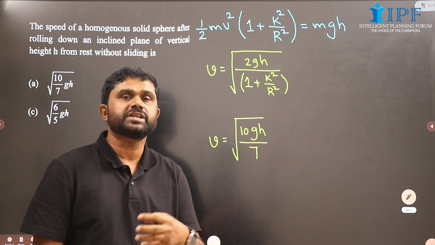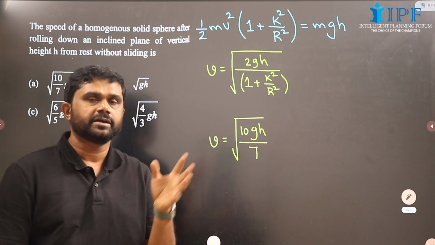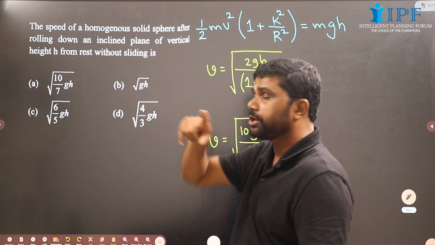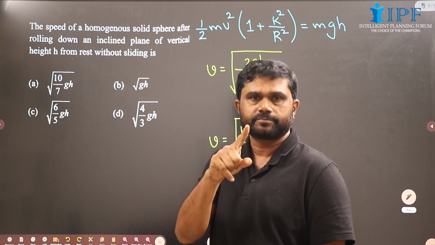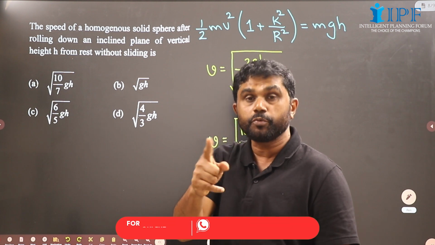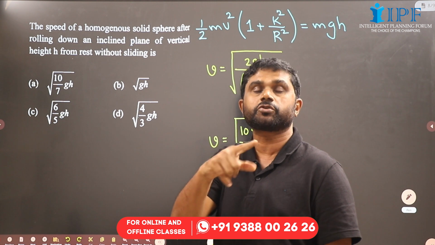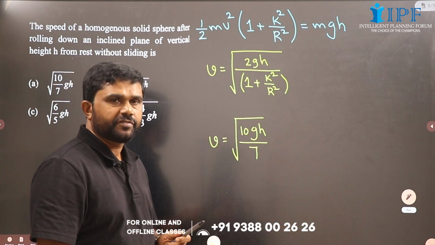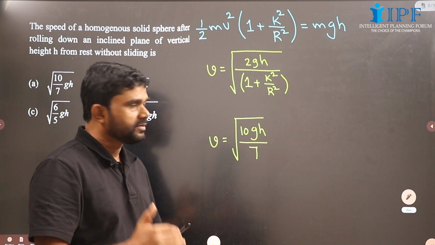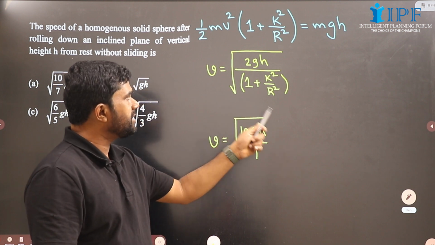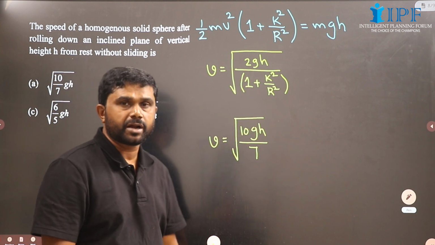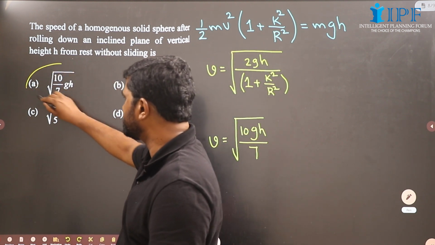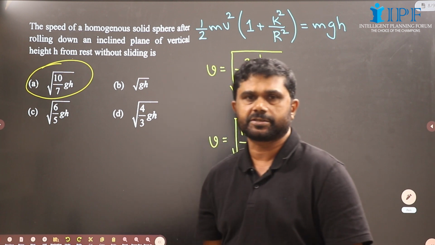This k square by r square is a wonderful ratio. We have to use that k square by r square at many places. Here the body is a homogeneous solid sphere and its moment of inertia is 2 by 5 mr square, so k square by r square will be 2 by 5. So 1 plus 2 by 5 is 7 by 5, and that 5 will go to the numerator, so it will be under root 10 gh by 7. This will be the answer.